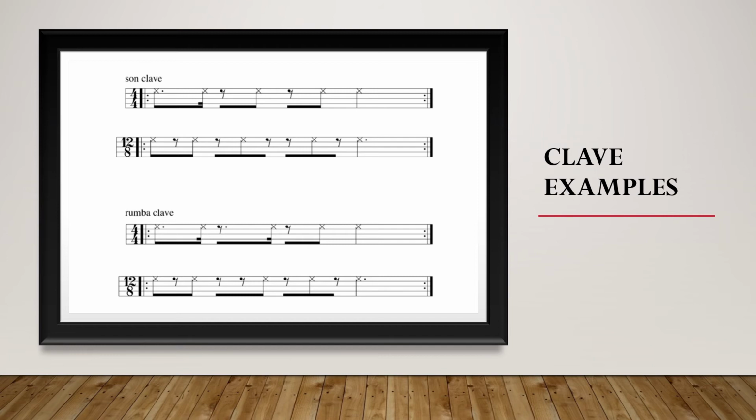And 4. Now here is the triple-based 12/8 pattern, and I think you can see visually how similar it is. I'm just going to count the big 4 beats. 1, 2, 3, 4. Here is the rumba clave in 4.